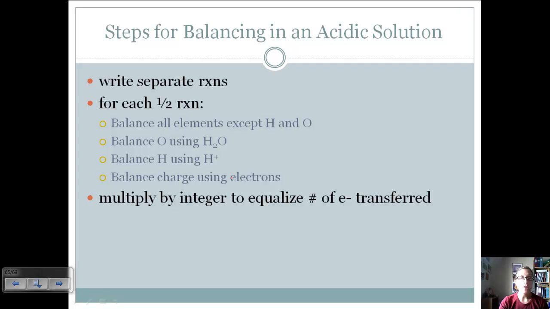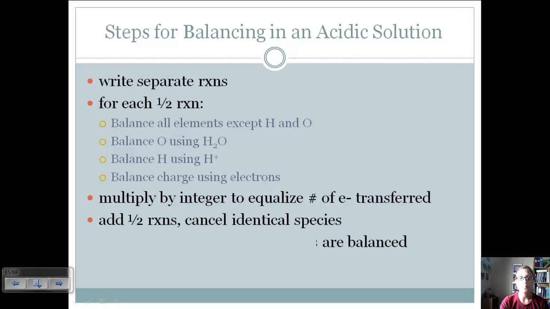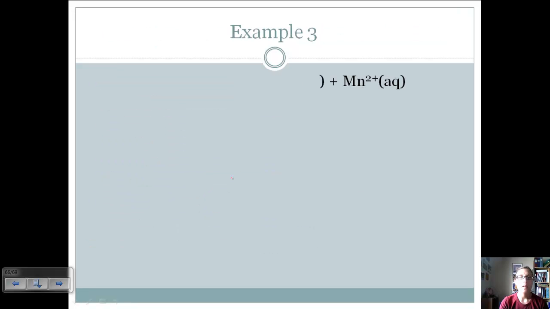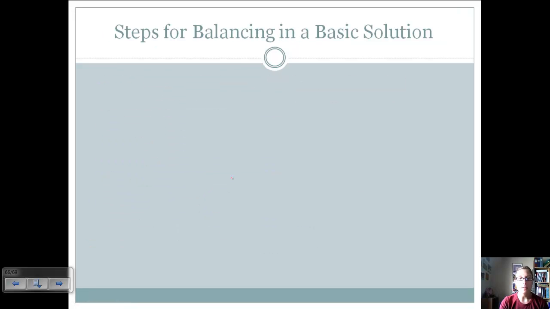Once you've done that with each half reaction, then you're going to multiply by whatever integer is necessary to equalize the number of electrons transferred in both half reactions, because that has to be the same. Because remember, that's the whole idea of a redox reaction, is transfer of electrons. Once you've done that, then you're going to add the half reactions together, cancel out identical species, and that will give you your balanced reaction. And then you can always double check, make sure all your elements and charges are balanced, which is what you should do. So let's look at an example of this.